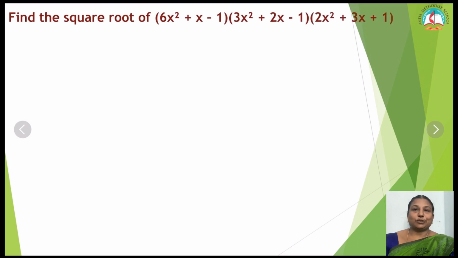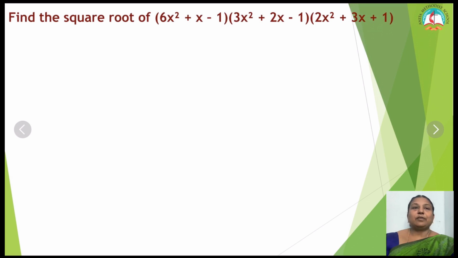Find the square root of 6x squared plus x minus 1 into 3x squared plus 2x minus 1 into 2x squared plus 3x plus 1. So before this we have seen monomials. Children, it is easy for us to find the square root there. Here you have to get the expression, and this expression you have to factorize. Shall we factorize, children? You already know how to factorize.